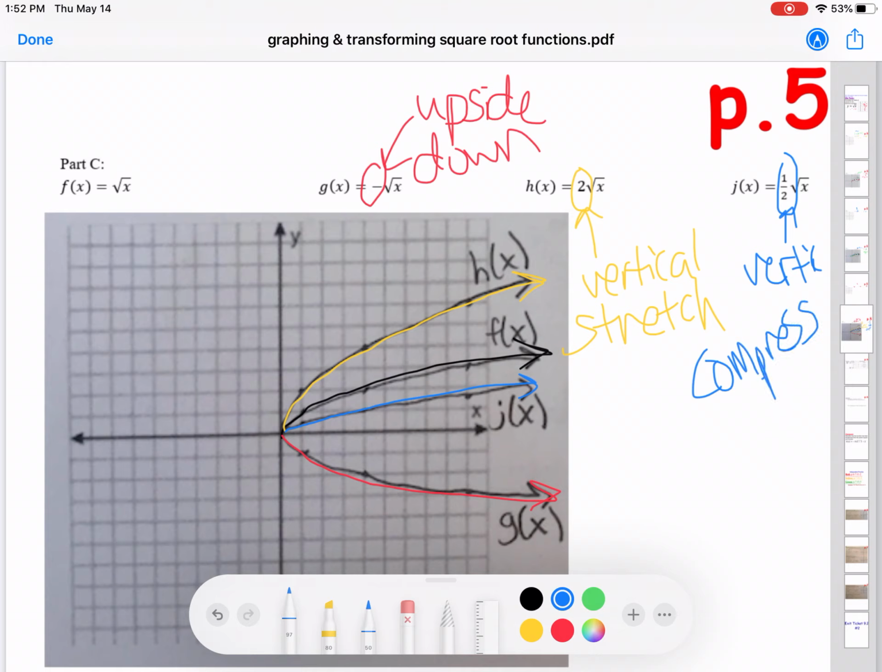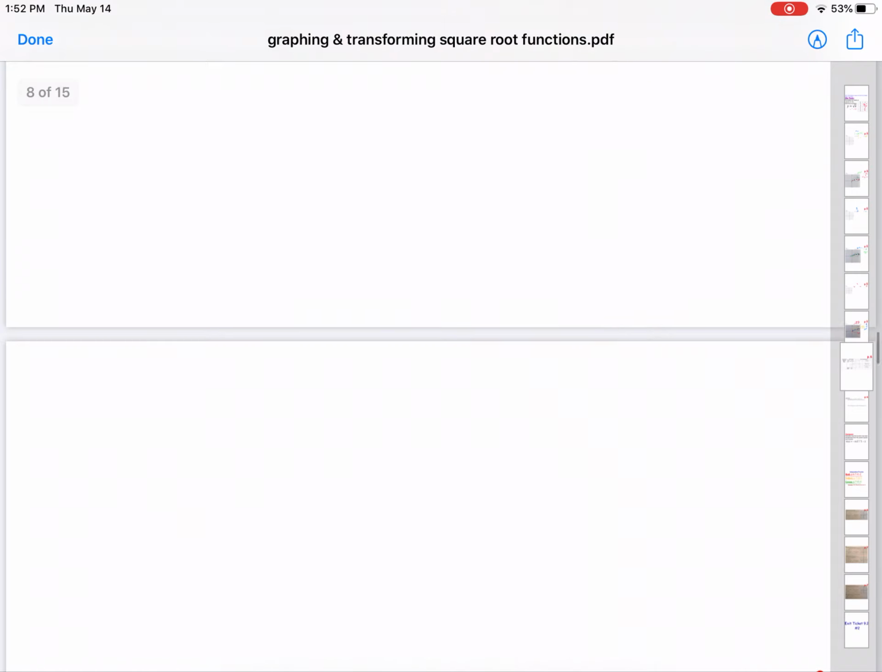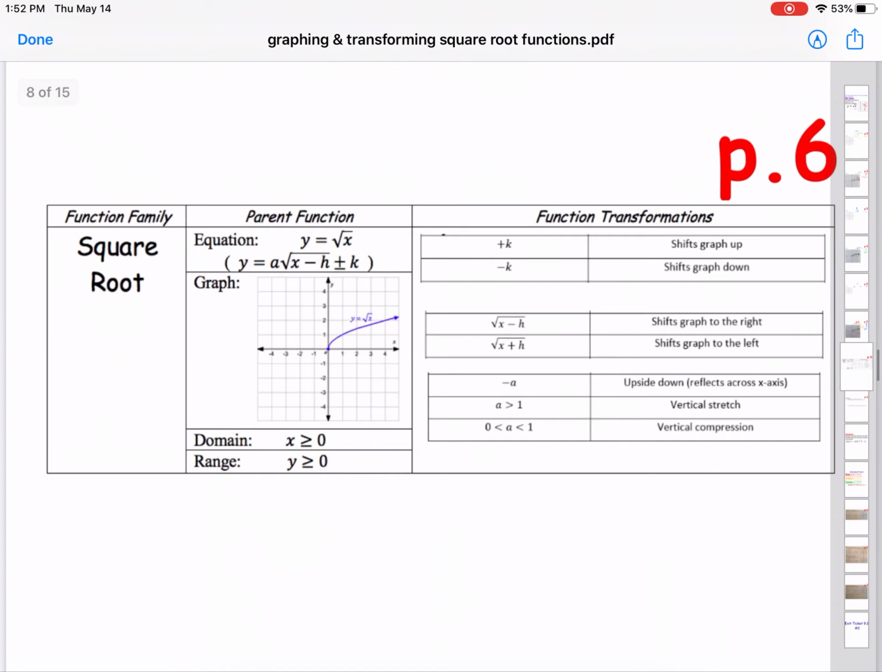So we see here that the A value can do one of 3 things. It can flip the graph upside down, it can stretch the graph, or it can compress it. So we'll see again that those results, just like all of our other function families, are summarized at the top of page 6. So this is our square root family.